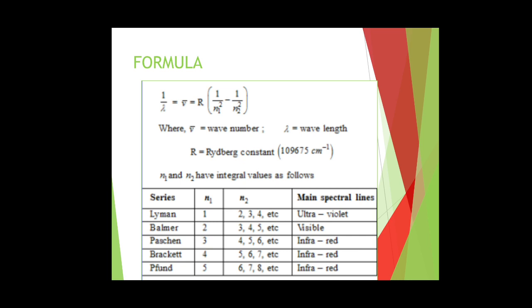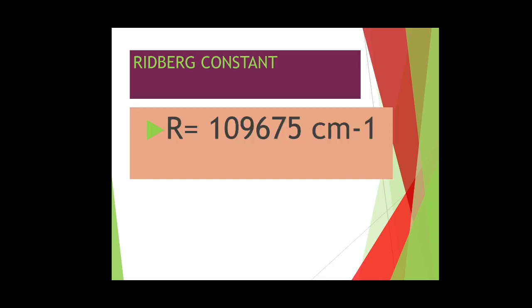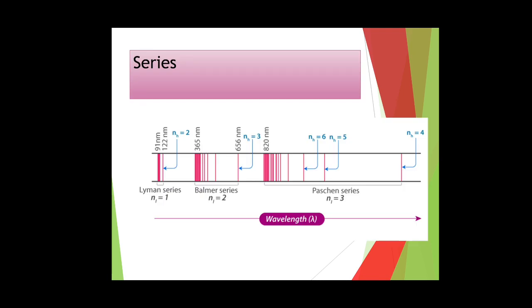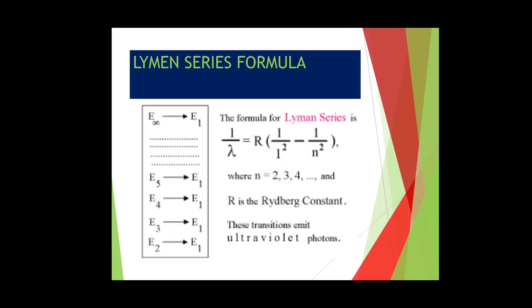Balmer series, n1 equal to 2, n2 equal to 3, 4, 5, main spectral lines fall in the visible region. Paschen series, n1 equal to 3, n2 equal to 4, 5, 6, main spectral lines fall in the infrared region. Brackett series, n1 equal to 4, n2 equal to 5, 6, 7, main spectral lines fall in the infrared region. For Pfund series, n1 equal to 5, n2 equal to 6, 7, 8, and main spectral lines fall in the infrared region. Rydberg constant, you may remember it this way: R equal to 109675 centimeter inverse. Again the series is shown here: first Lyman series, then Balmer series, then Paschen series, then Brackett series.